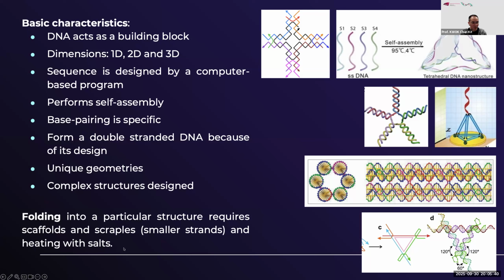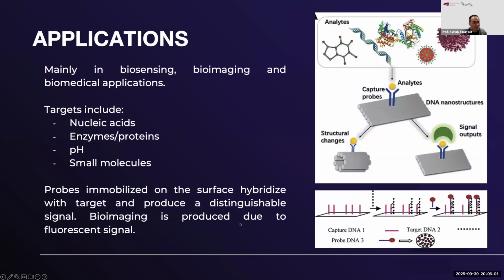Folding into a particular structure requires the scaffold and staples, and heating with salt. So you need the DNA, and you need different strands. Each color here is a different strand of DNA, so they can assemble together to form this unique nanostructure. You can use it for biosensing, bioimaging, and biomedical applications. Targets include nucleic acids, enzymes and proteins, pH, and small molecules. A probe immobilized on the surface will hybridize with the target and produce a distinguishable signal, shown in the diagram on the right here. Bioimaging usually uses fluorescence, so you can use fluorescent imaging with this DNA nanostructure.